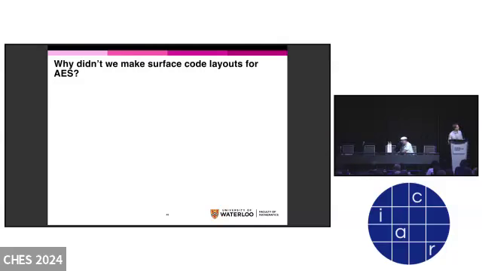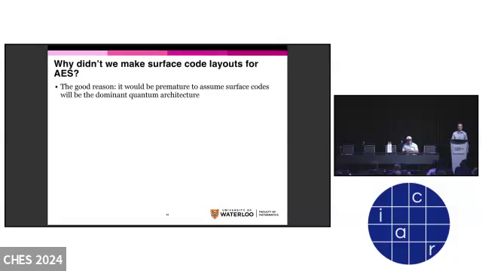And going back to this, why didn't we make surface code layouts in this 2020 paper? The good reason is it would be premature to assume that surface codes will continue to be the best. And so we're trying to be a little bit more abstract and a little bit more generic. That's probably what we wrote in the intro. The real reason is there's no good tools that existed to work with surface code layout.